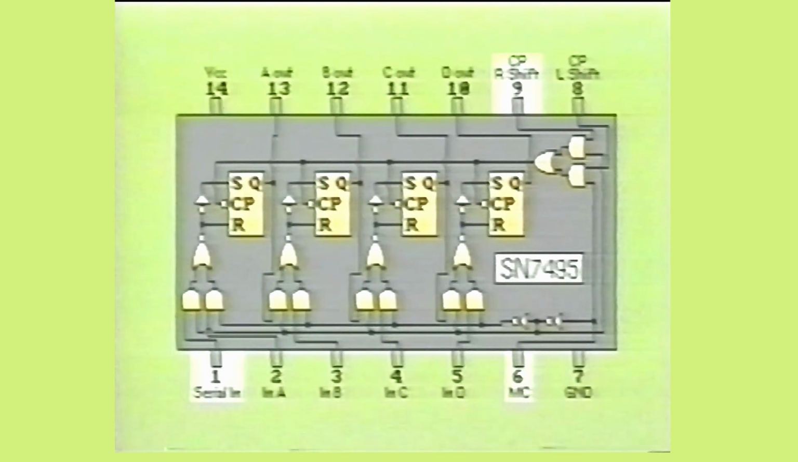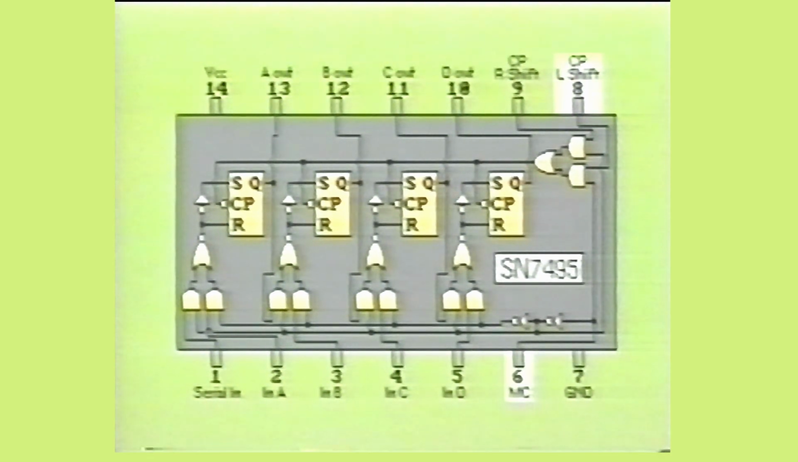When the mode control input is made low, it allows the serial in input to become active, and it also enables clock 1 for a right shift operation. Also, when the mode control input is made low and no data is being placed at the serial input, then the register will load the data at its parallel inputs labeled input A through input D.